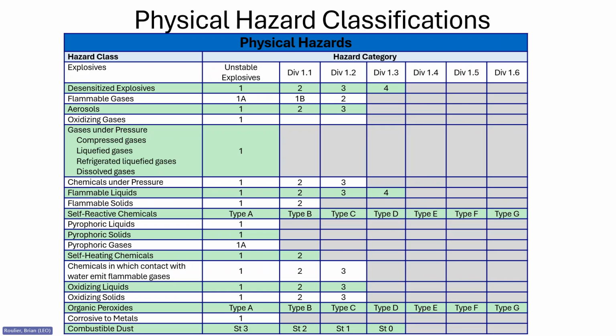Chemicals in contact with water, which emit flammable gases, and desensitized explosives, which are explosive chemicals which have been rendered less sensitive to heat, shock, impact, or friction by the addition of an agent to stabilize them.